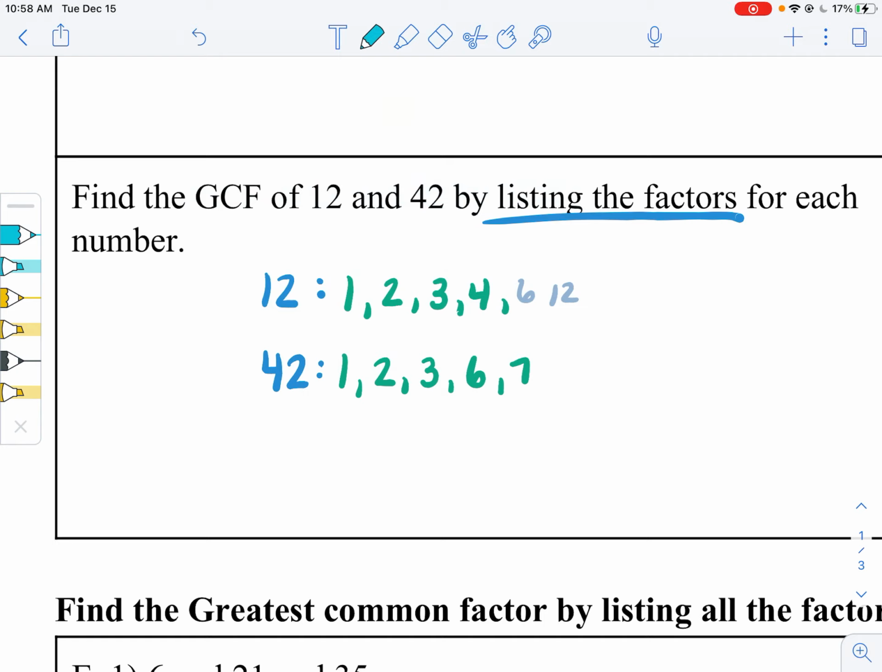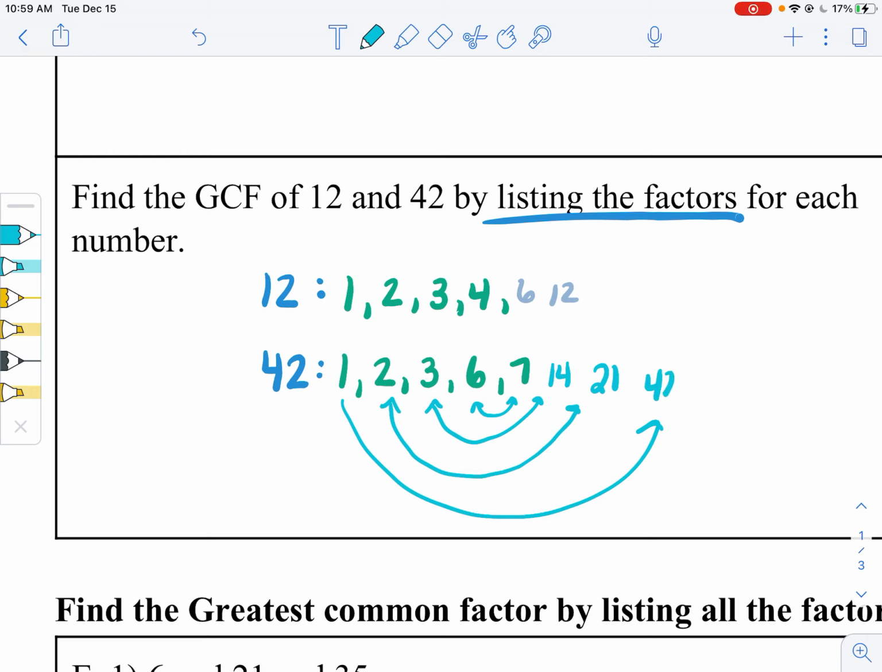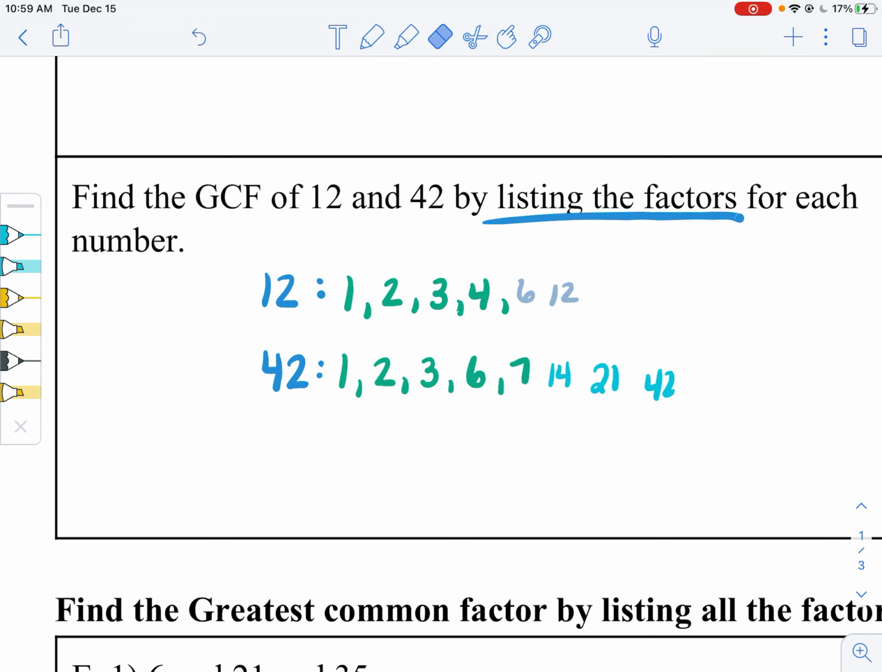And that's where I'm going to start my arc. 6 times 7 gives me 42. 3 times 14 gives me 42. 2 times 21 gives me 42. And 1 times 42 gives me 42. And that kind of ensures that I don't forget any. They all have a partner unless it's a perfect square.